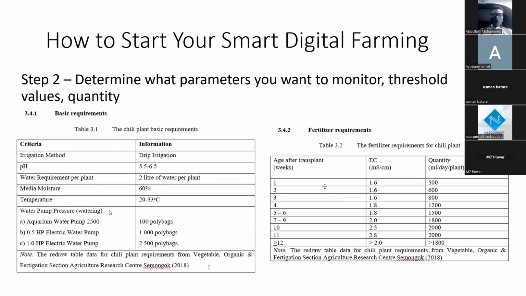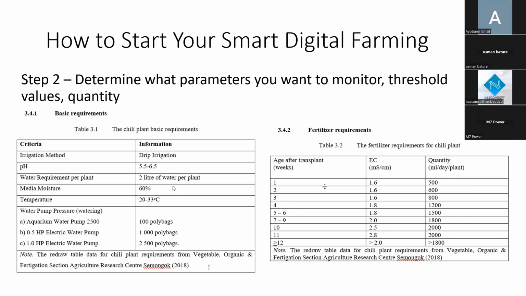All right, so this is an example. When we planted chili plants, we had to consult a chili expert. So he provided us all the information like irrigation method, the drip irrigation, the pH value of our plant soil should be between 5.5 and 6.5, the amount of water required for each plant, the moisture level. So it gave us all this information.